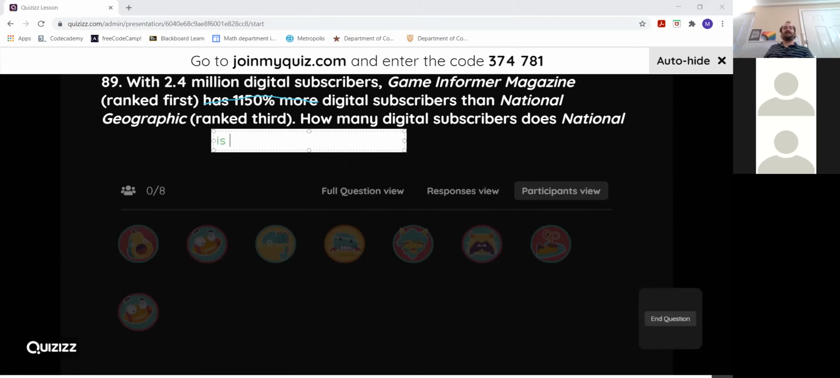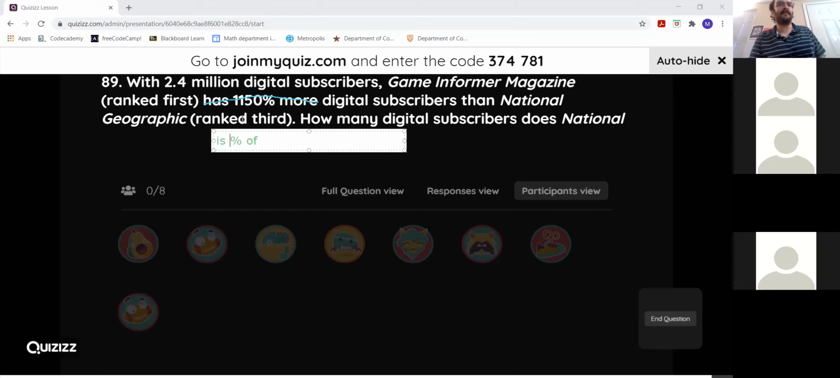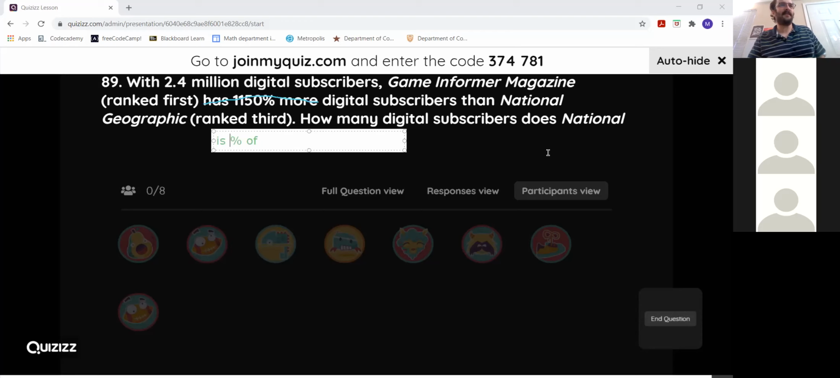So if it is 1150% more than, what is the percentage of? So if we're increasing it by 1150%, and we start out with one of them, what is the percent of? How do I get to the percent of? Would it be by multiplying? So how much is one, in percents? If I take one of them, that's the same as saying I'm taking how much?